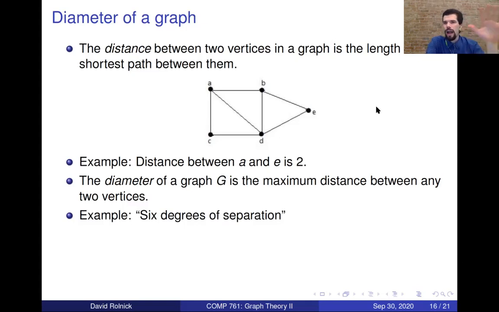So diameter, I'm not sure how it will be defined for a weighted graph. Good question.